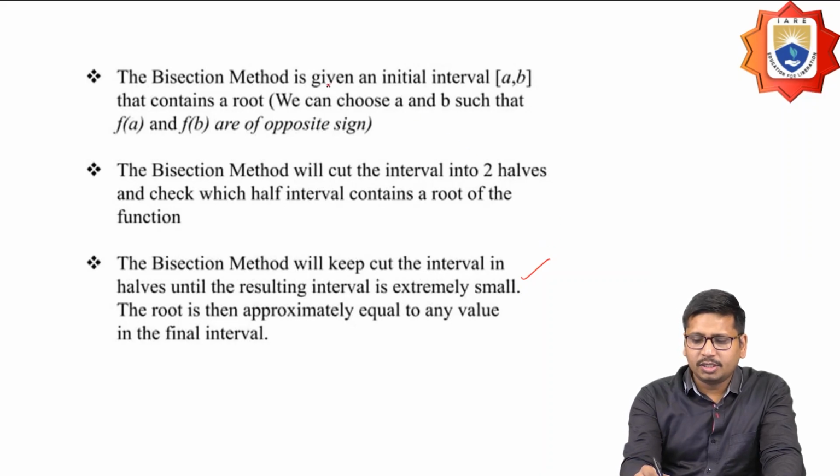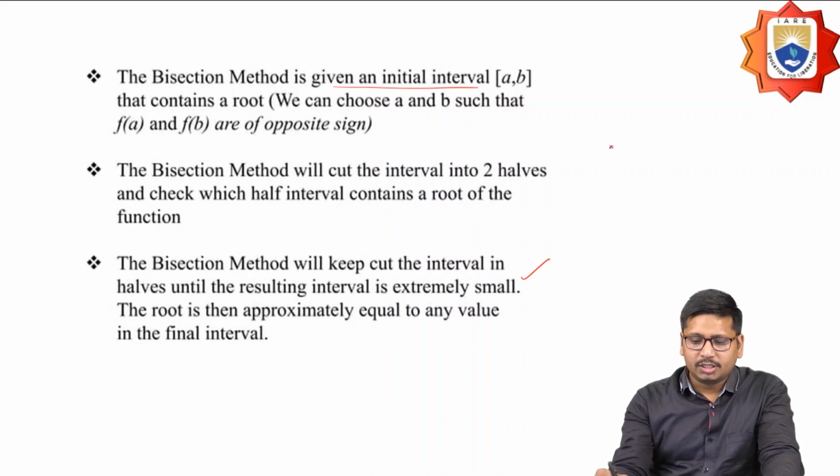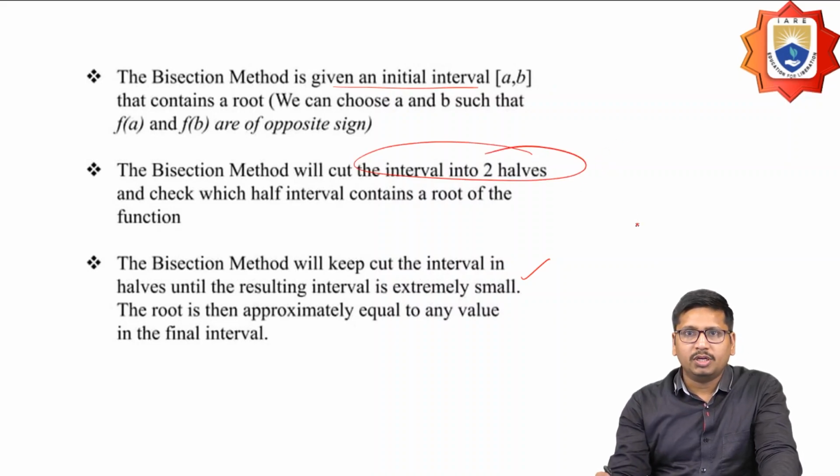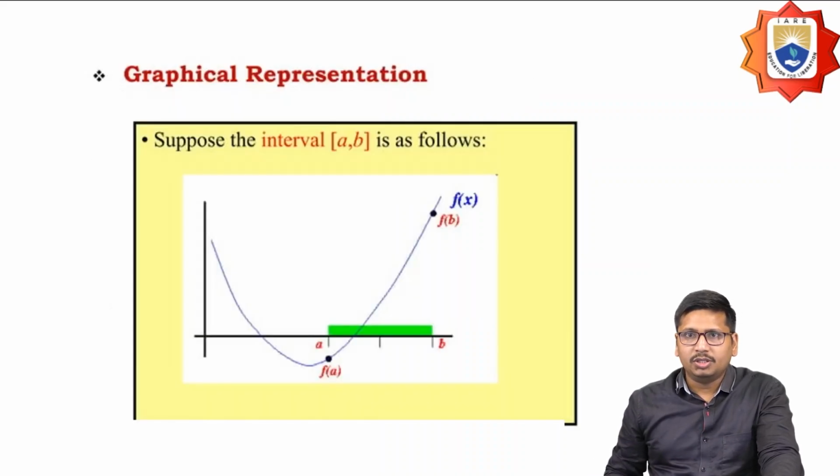So the bisection method starts with an initial interval [a, b] that contains the root, cuts the interval into two halves, and keeps doing so until the interval is extremely small. And this is the graph of the bisection method.